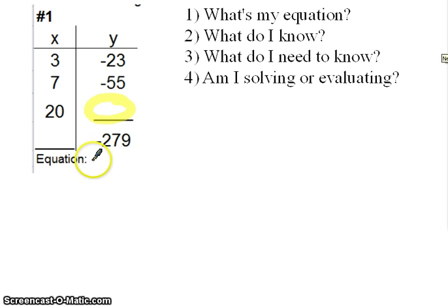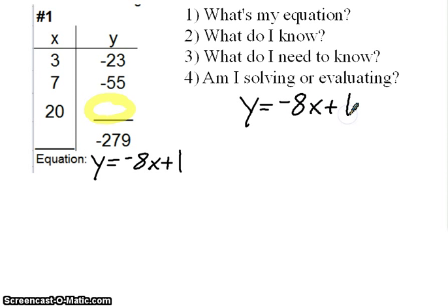Okay, so here's my equation: y equals negative 8x plus 1. I'm going to try to find this missing value. So I've answered my what's my equation question. Now I look at these 2. What do I know and what do I need to know? Well, I know the equation, so I'm going to write that. And I know that this is my x value, and I'm trying to find y. So I'm going to take x, because I know it, and substitute it in for my x in the equation.